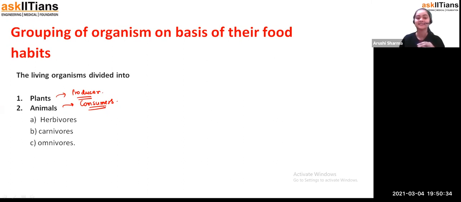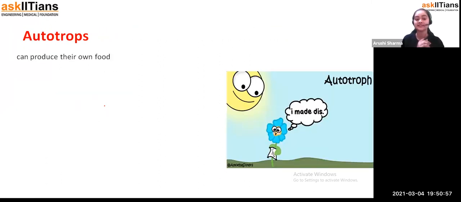Okay. So now we have seen that depending upon the food habit, we have two types of organisms. One is the plants and the other one is the animals. And we have seen here that the plants are the producers and the animals are the consumers. And then animals have been divided here into herbivores, carnivores and omnivores. Okay. Now moving ahead, students, we are going to discuss autotrophs.